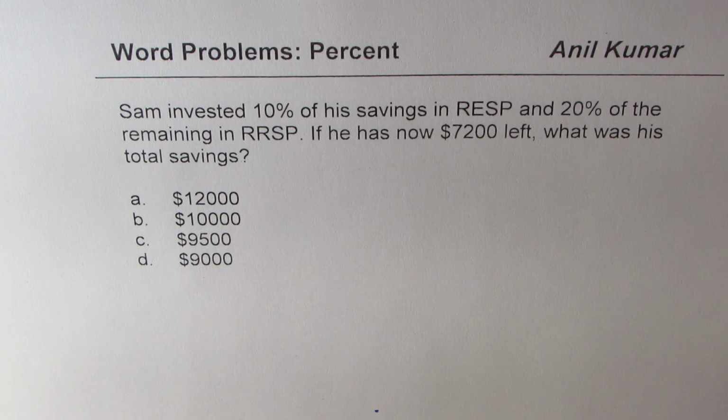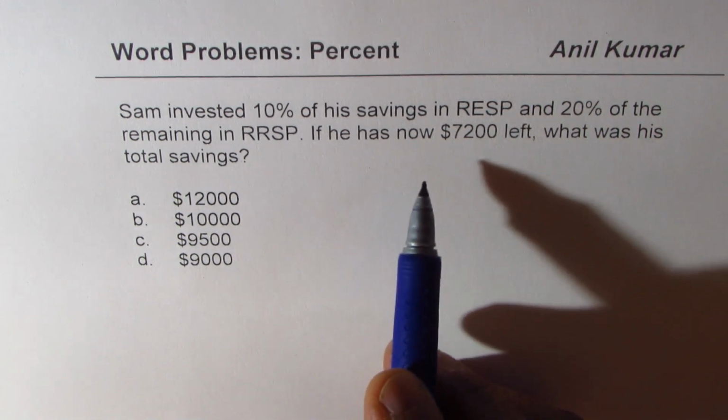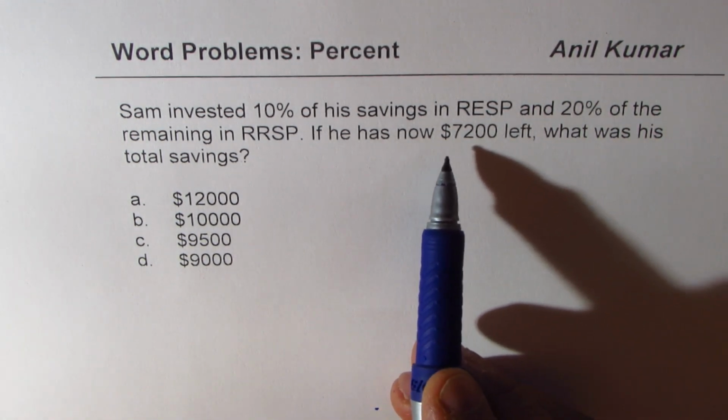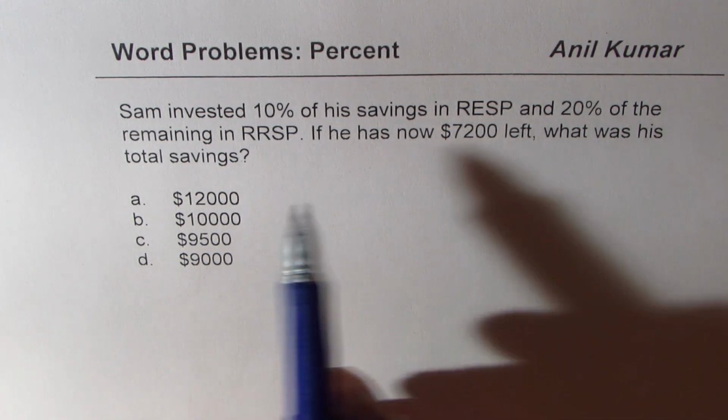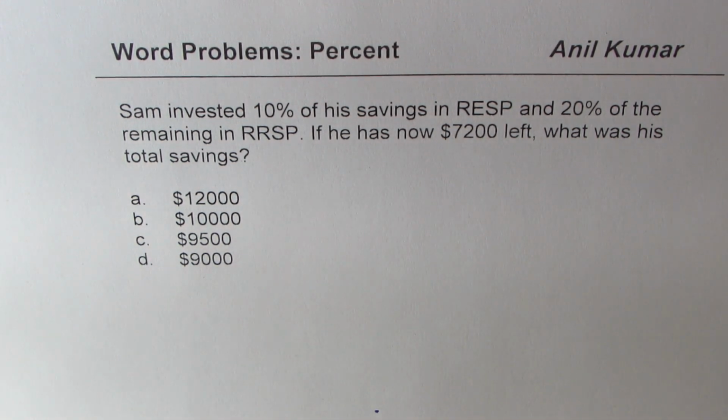The question here is: Sam invested 10% of his savings in RESP and 20% of the remaining in RRSP. If he has now $7,200 left, what was his total saving? You are given four options: 12,000, 10,000, 9,500 and 9,000.